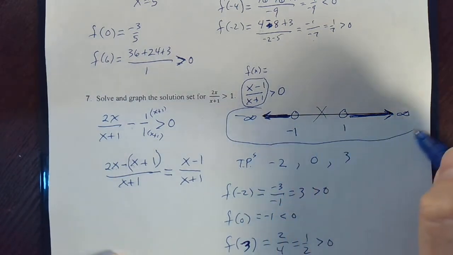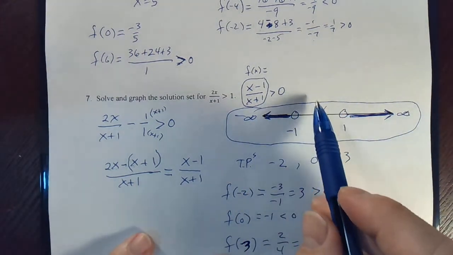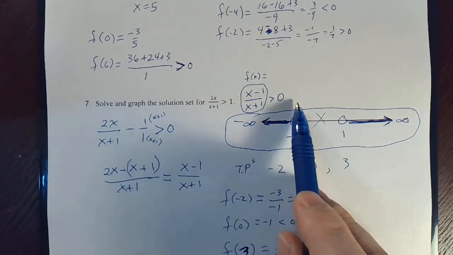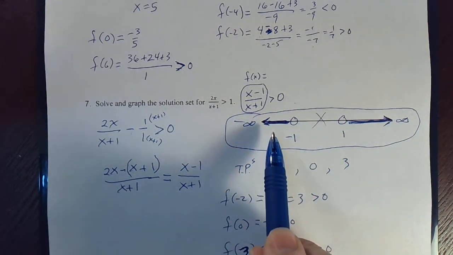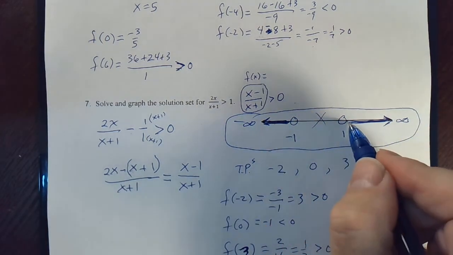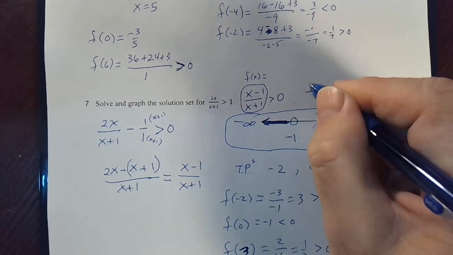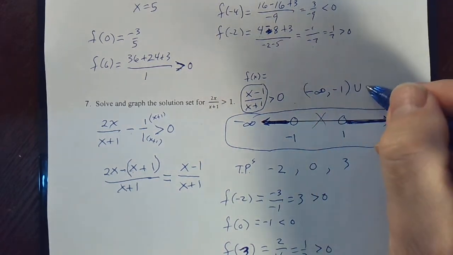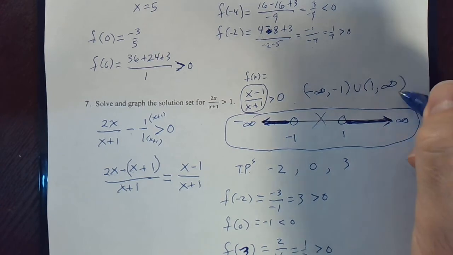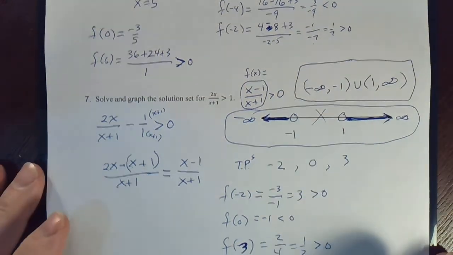So here is the solution. That's the graphed solution. And maybe I'll write the solution using interval form right above it. So I just need to write the interval for this, union with the interval for this. So negative infinity to negative 1, union 1 to infinity. Simple as that.